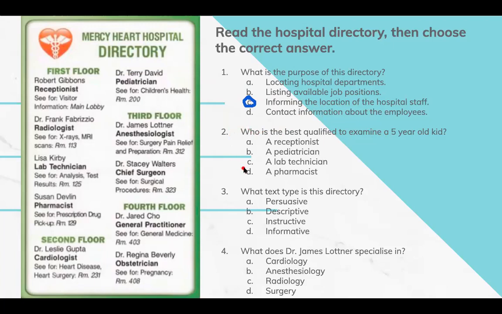It says, who is the best qualified to examine a 5-year-old kid? Okay, B, yes, a pediatrician. Very good. And what text type is this directory? Is it persuasive, descriptive, instructive, or informative? D, D.